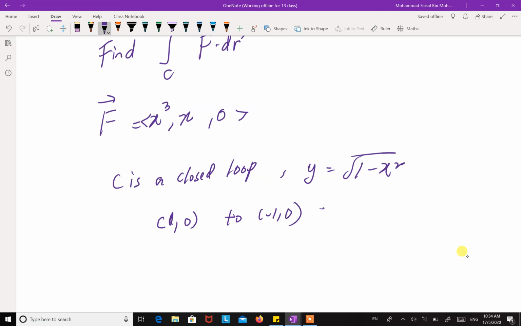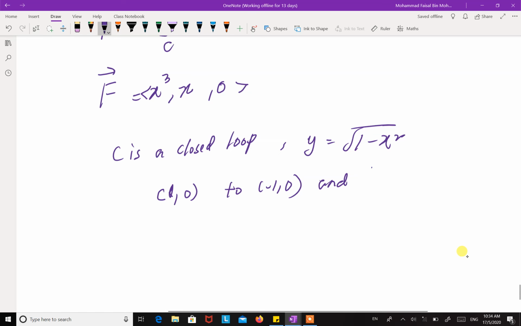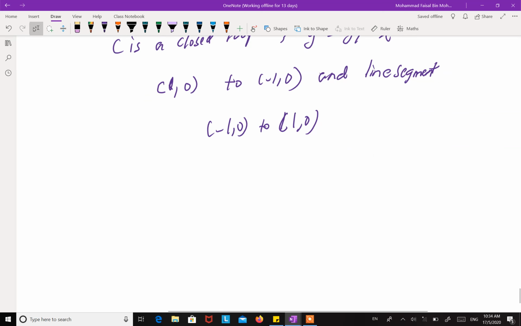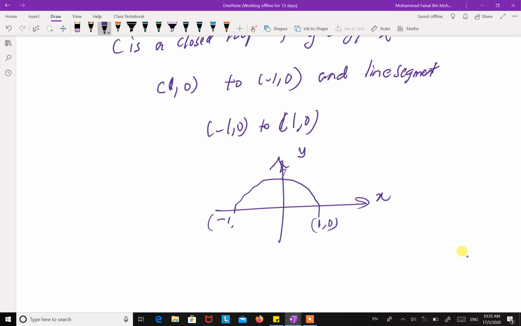and the line segment from (-1, 0) to (1, 0). So try to sketch first. It is 2D, xy, and the semicircle is from negative 1 to 1, with (1, 0) here and (-1, 0), and the line from (-1, 0) to (1, 0).